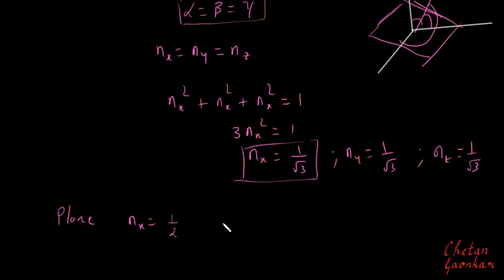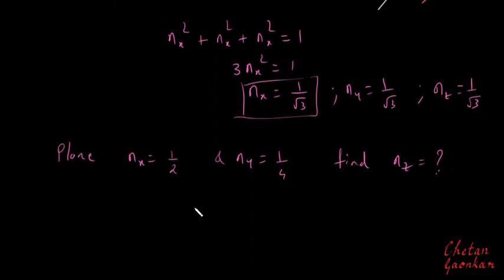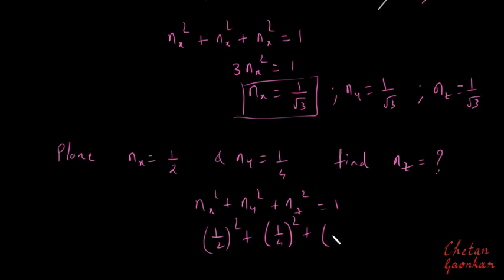Suppose they give us one problem wherein they say this plane has direction cosines nx equal to 1 by 2 and ny equal to 1 by 4, and find nz. How will we solve this? We know the property of direction cosines: nx square plus ny square plus nz square equal to 1. So here nx is 1 by 2 the whole square plus ny is 1 by 4 the whole square plus nz, which I need to find, should be equal to 1.